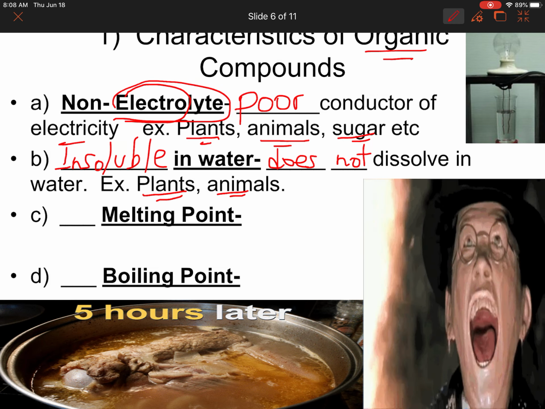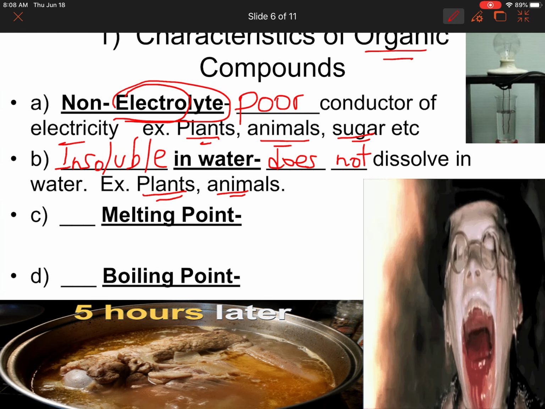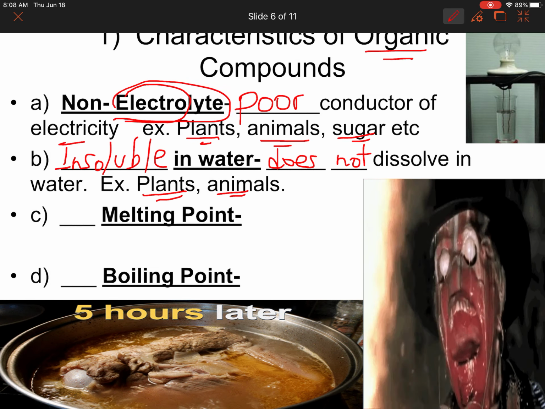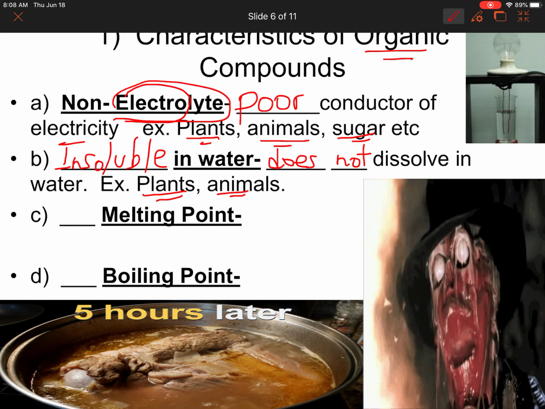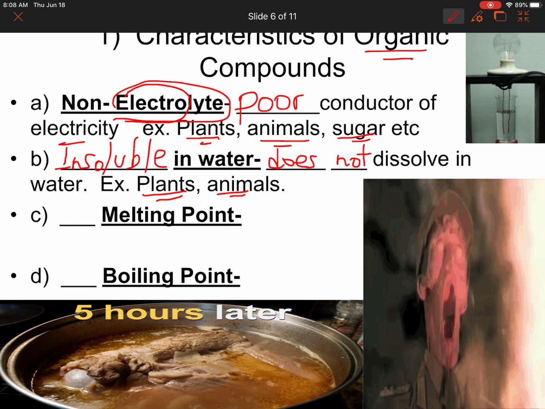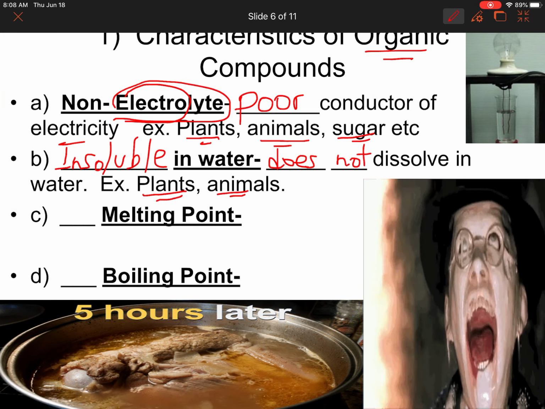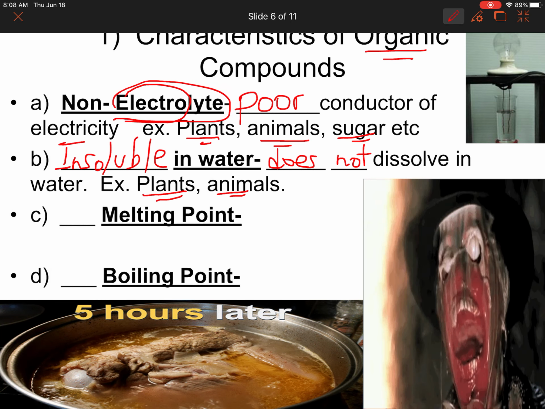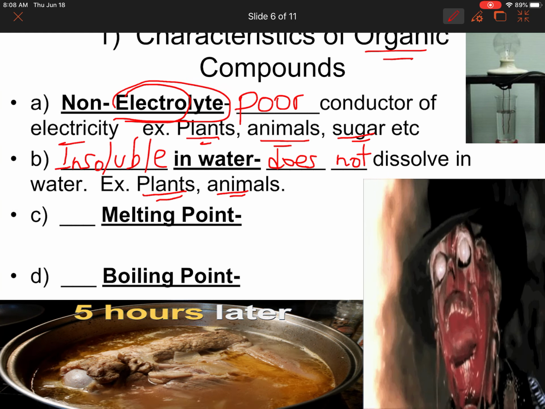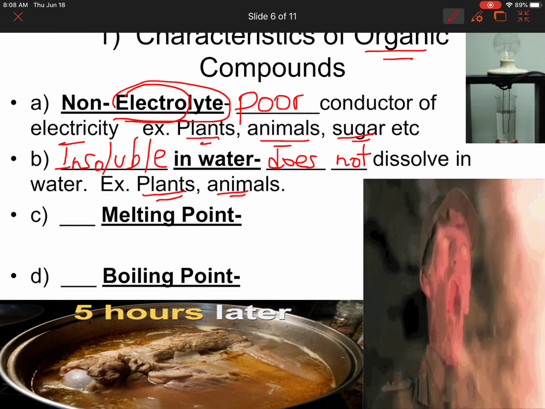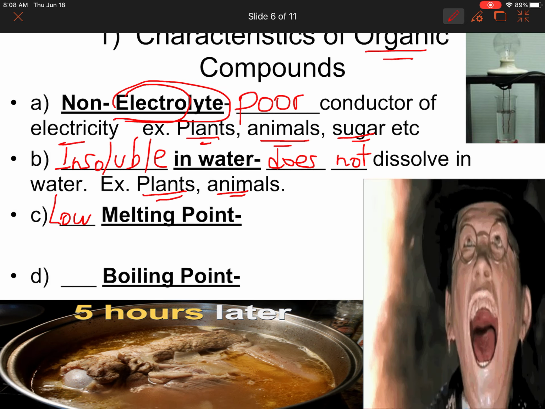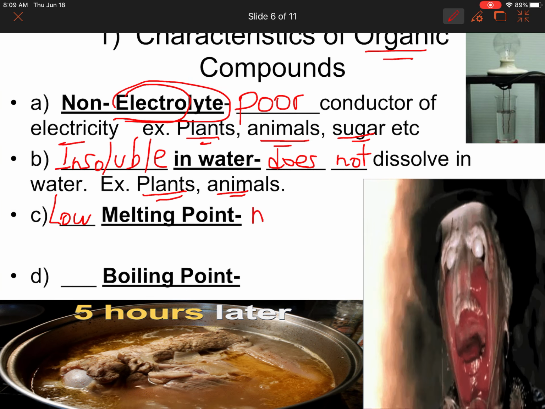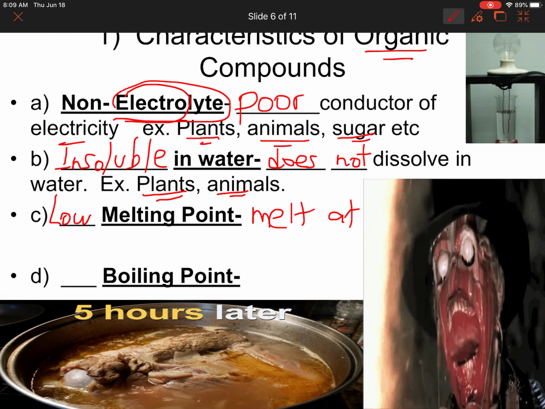Now, think of cooking, let's say, fish, chicken, beef. Do organic compounds have high or low melting points? Well, let's think a second. If you ever burn yourself touching a hot plate or anything, your hand will burn right away. In fact, if you left your hand on the hot plate for several seconds, you can actually melt your skin. So, in general, organic compounds, such as animals and plants, have low melting points as compared to salts and metals. In other words, they melt at low temperatures.